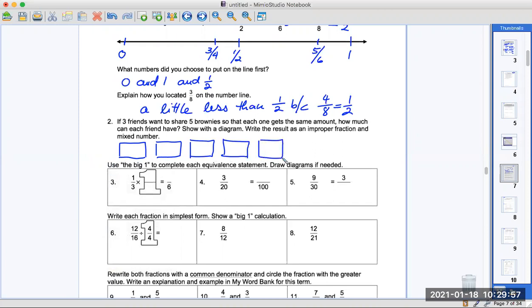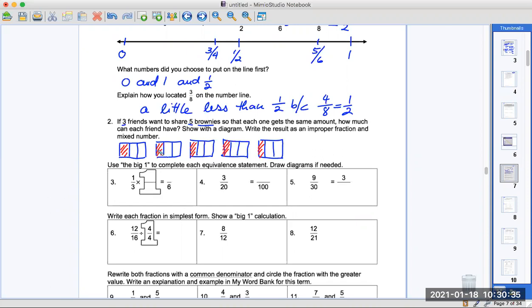5 brownies. Yeah, 1, 2, 3, 4, 5, but 3 friends. So that's the parts. So I can cut each brownie into 3 equal parts. And then each friend gets one part because there's 3 of them, right? And that other friend gets this one and the third friend gets that one. But I want to know how much each one friend gets.